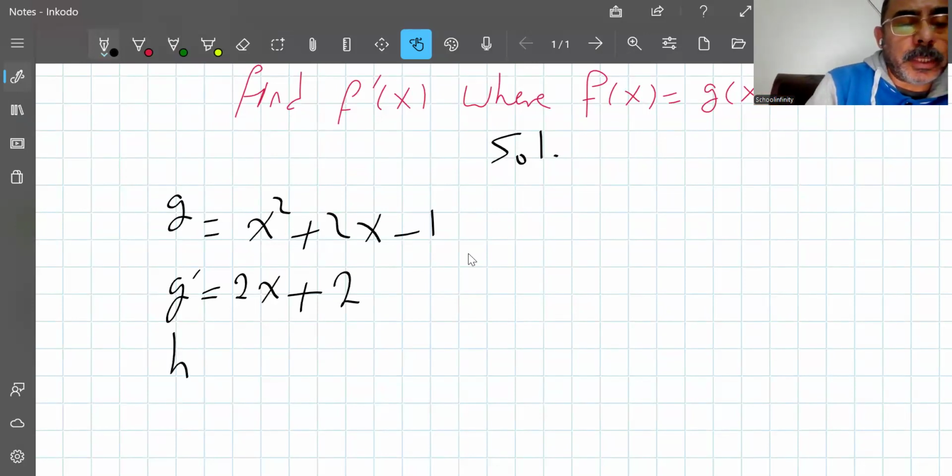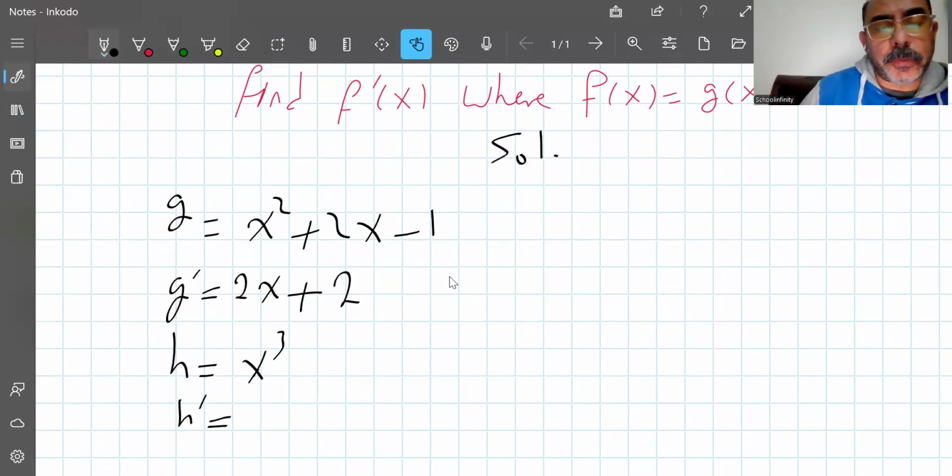The next, write h of x. And we have h of x is x cubed. Then find h prime of x, which is the rate of change of h with respect to x. So we must differentiate both sides of the relation that h of x is equal to x cubed. So the derivative of x cubed is 3x squared.